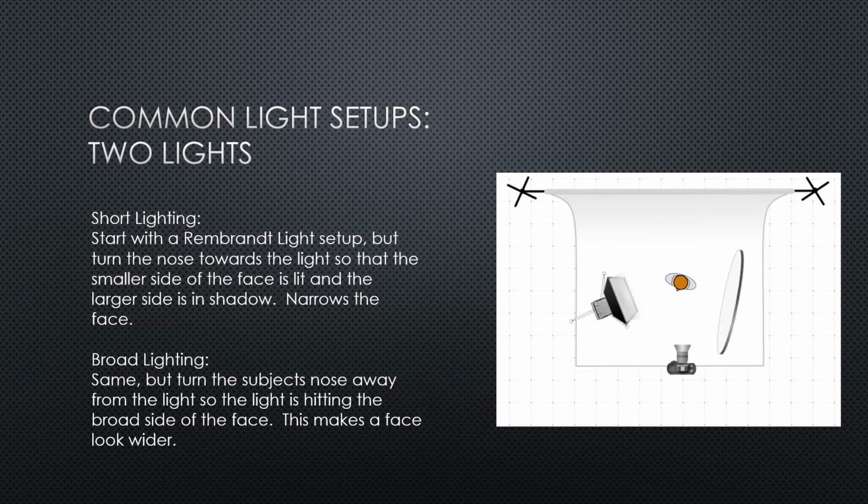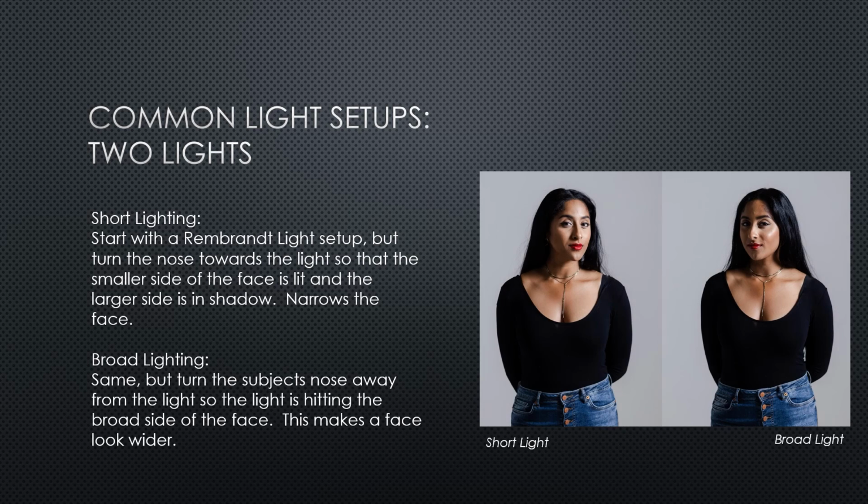Short and broad lighting are essentially the same idea as a Rembrandt light, but adds a sense of directionality. In short lighting, we turn the subject's nose slightly towards the light so that the light hits the shorter side of the face. This puts more of the face in shadow and slims a heavier face. Conversely, in broad lighting, we turn the subject's nose away from the light, letting the light hit the broader side of the face. Since there's more light on the face, it makes the face look broader than it would if it was straight on.